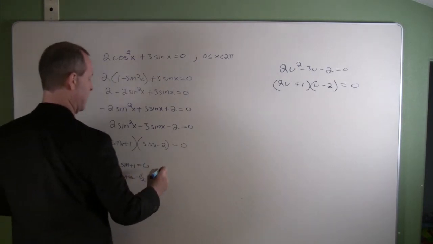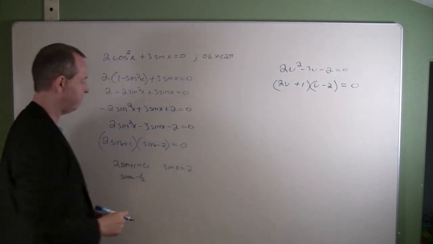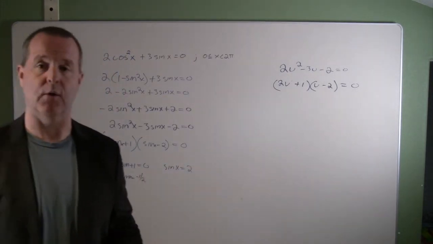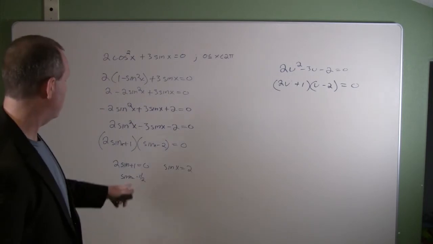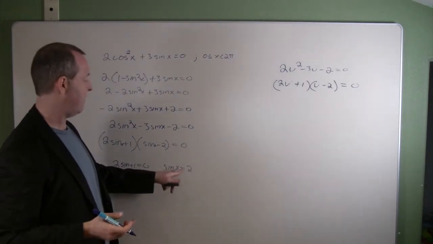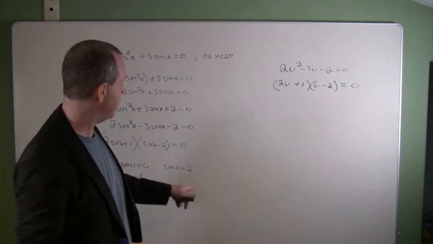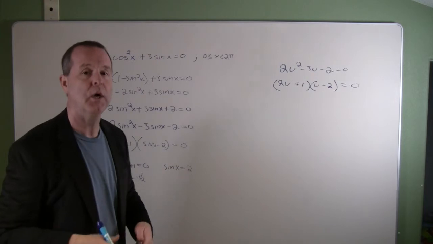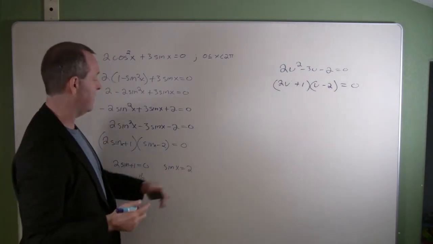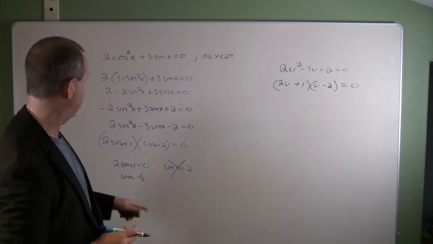And then on the other side, I have sine of x equals 2. So I know that my equation is solvable when one of these two equations is met, or both. Sine of x equals 2: I'm going to rule out any solutions right there, because I cannot have a sine value greater than 1 and it's telling me it's a 2. So that's not going to produce any values.